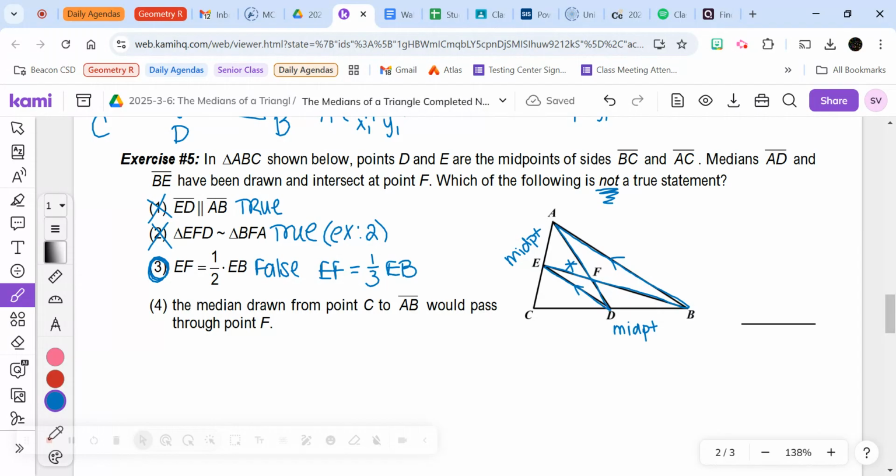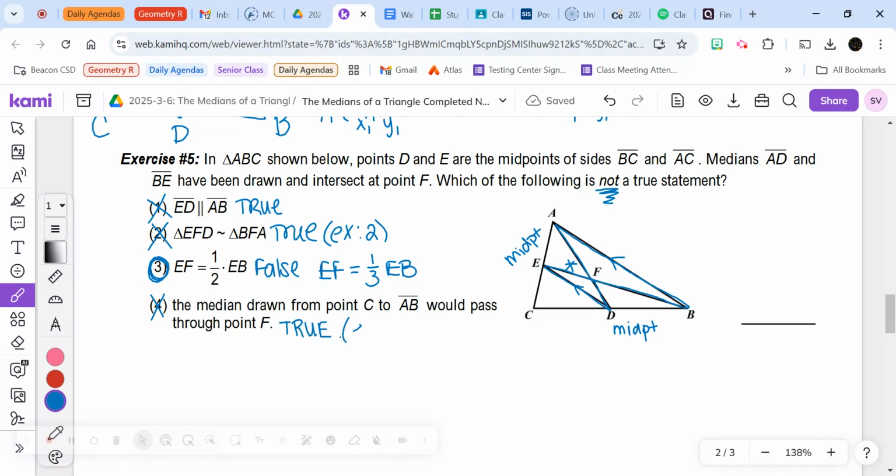And then the fourth one, just to kind of go through it with you guys, it says the median drawn from point C to side AB would pass through point F. Yes, it would, because F is the point of concurrency. All three medians, like we saw in exercise 1, connect all at one point, known as a centroid. So this is also true.